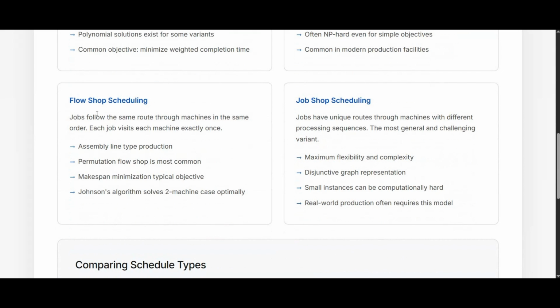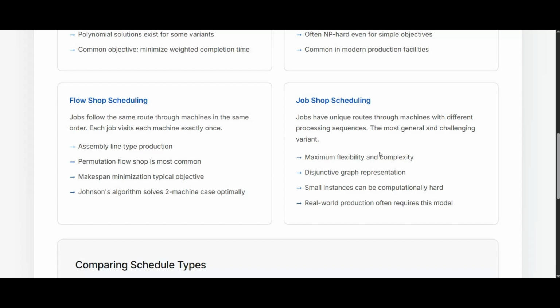Then there is flow shop scheduling. In this case, every job follows the same route through all machines. Think of it like an assembly line: job 1, job 2, and so on all go to machine A, then B, then C, always in the same order. One common goal in flow shops is to minimize the makespan. When we are dealing with two machines, Johnson's algorithm can actually solve that optimally.